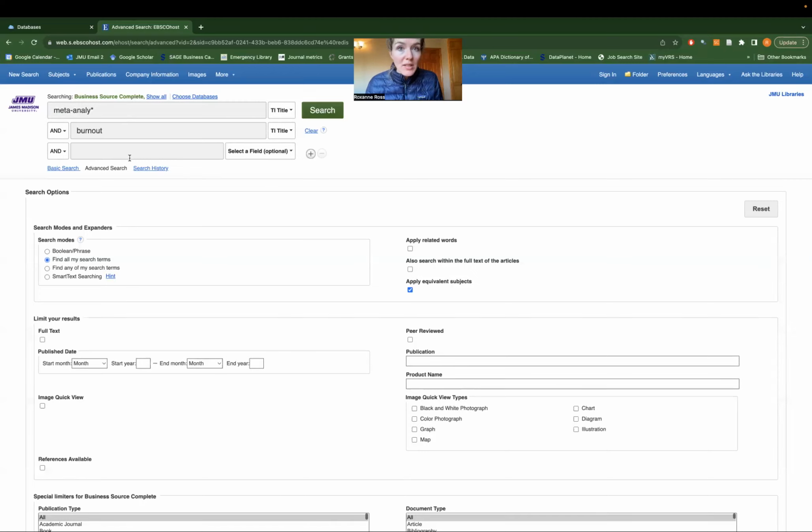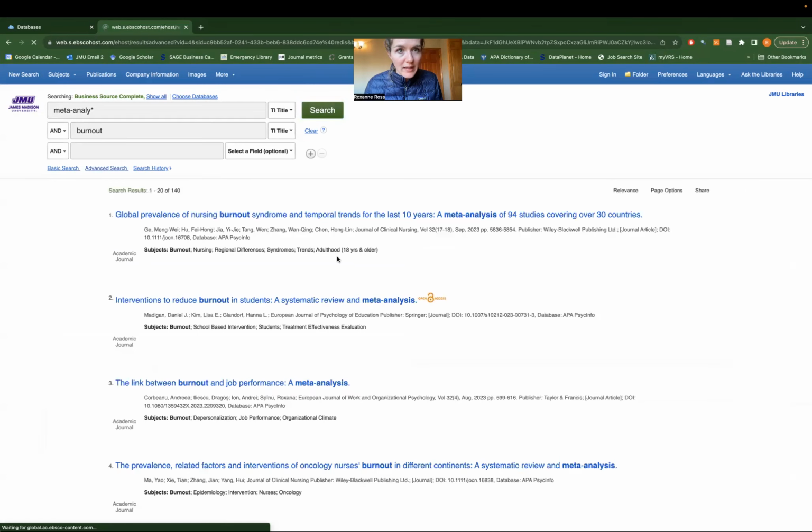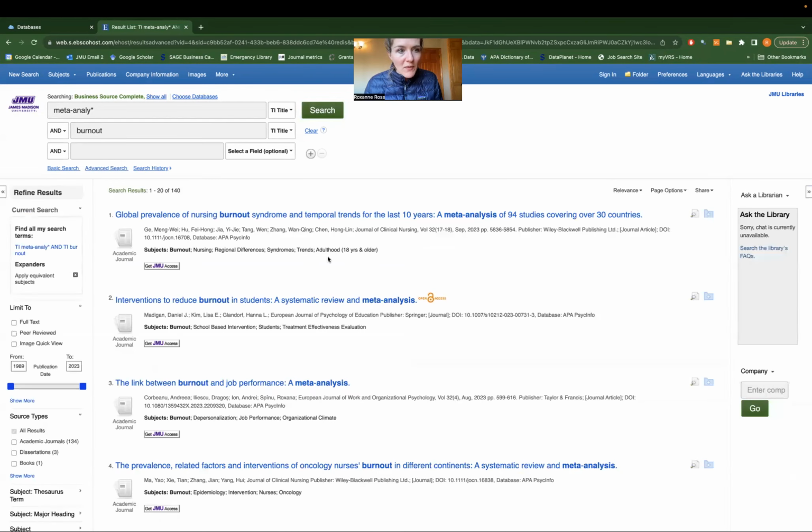We also want to, let me first show you actually, so that we see. If we search these two things, what we'll find is that we actually got a lot of results. We have 140 results. This is probably too many results for us to meaningfully be able to comb through the articles and find one that is more closely related to what we're interested in.